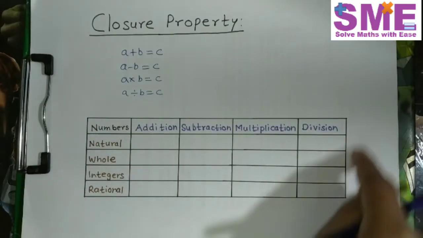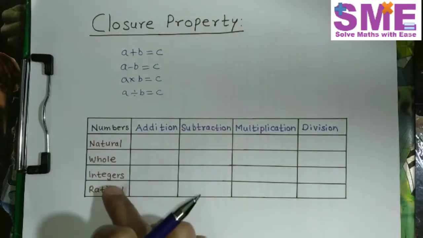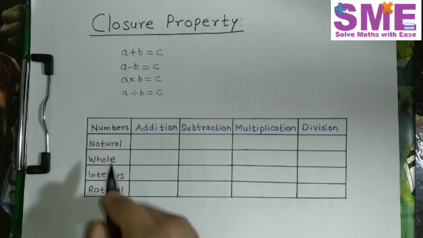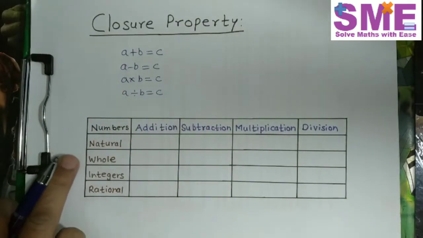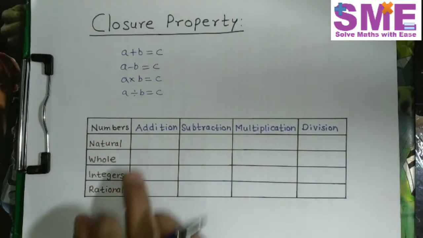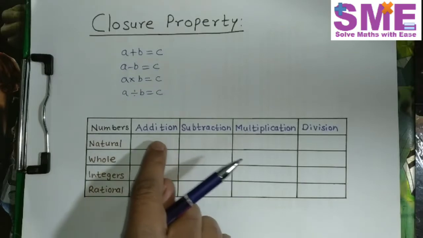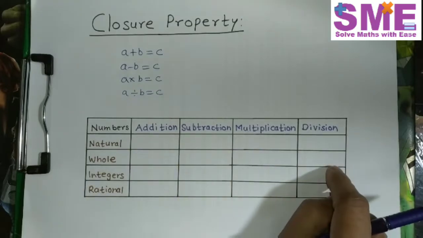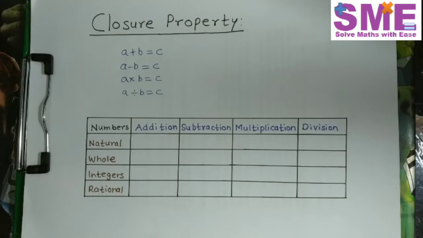So I have drawn a table here. In the vertical column, I have taken the types of numbers: natural numbers, whole numbers, integers, and rational numbers. And in the rows, we will record our observations for addition, subtraction, multiplication, and division. So let us check that on a rough sheet.